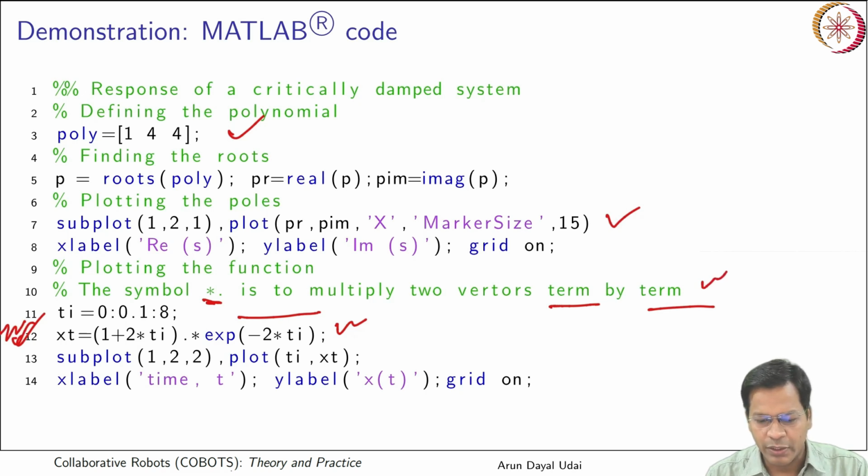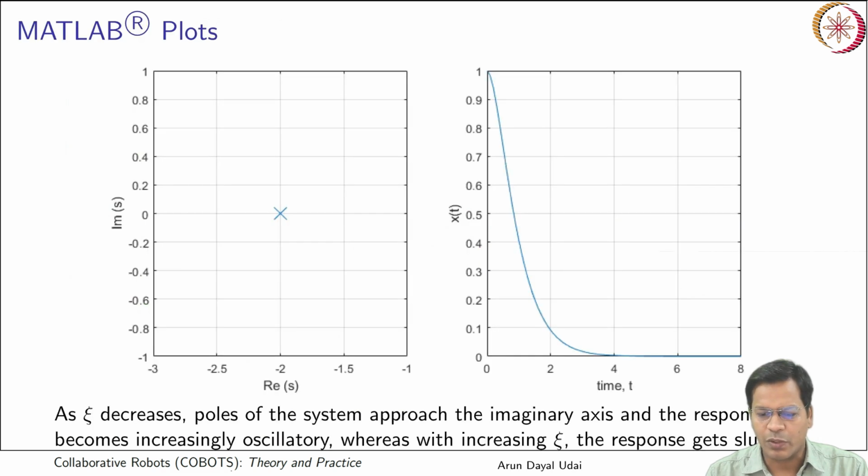So now I'll plot xt versus ti. So ti will vary along the x-axis and xt is plotted. This will show the behavior of my system with time, and those are labeled here. So let me just see how the system looks.